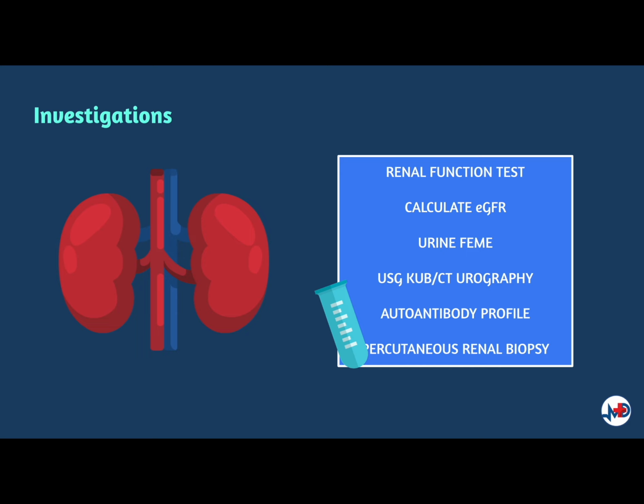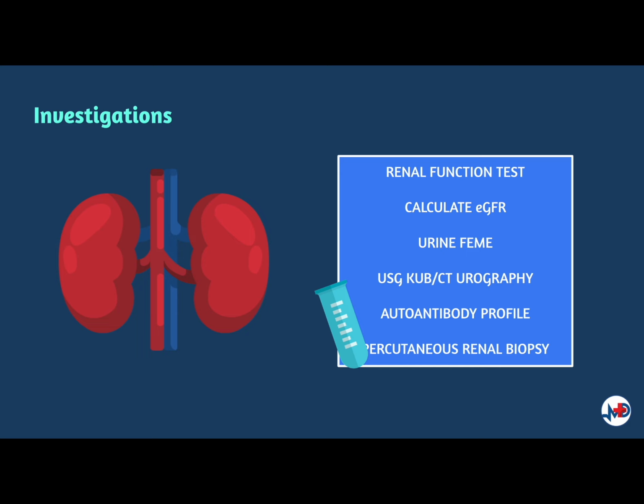Imaging studies such as ultrasound, kidney ureter and bladder X-ray, or a CT urography can be very helpful in delineating a potential cause of obstruction in the renal tract. Apart from that, they can also be useful in measuring the size of the kidneys, as well as looking at whether there is any presence of focal kidney lesions.